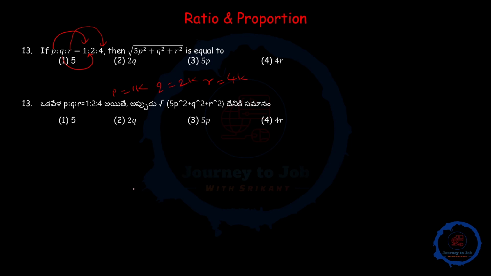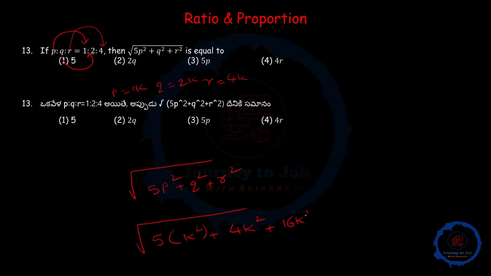Okay. Now under root 5P square plus Q square plus R square is asking. So under root 5 into P అంటే 1K means K only. So K square. Q అంటే 2K, so 4K square. R అంటే 4K, so 4 into 4, 16K square. Okay. Now 5K square plus 4K square plus 16K square ఏమైంది 25K square. Okay. So this is 5 square into K square. Okay. This is 5K whole square. So square gets cancelled. This is 5K.